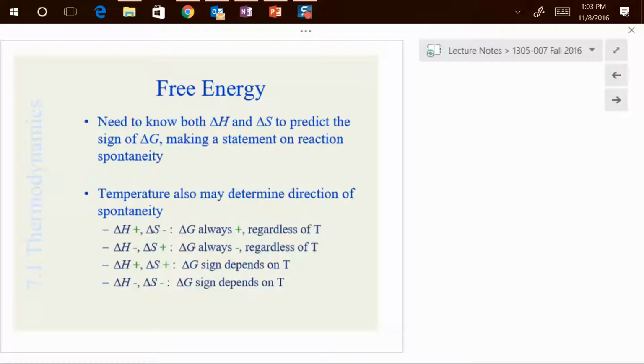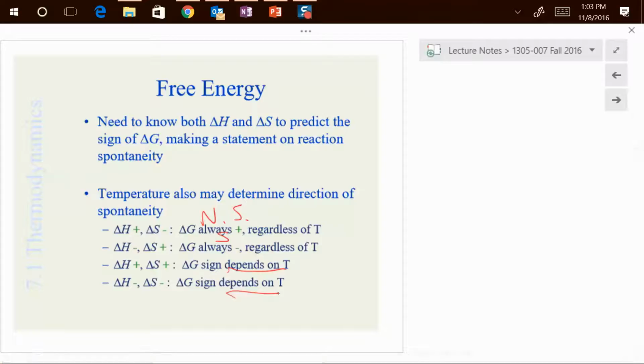Delta G positive means non-spontaneous. This is the non-spontaneous situation. Delta G negative means spontaneous. This is a spontaneous reaction. Signs are the same. Delta H positive, delta S positive: depends on temperature. Delta H negative, delta S negative: depends on temperature. That's about it. That's all you have to know for those.